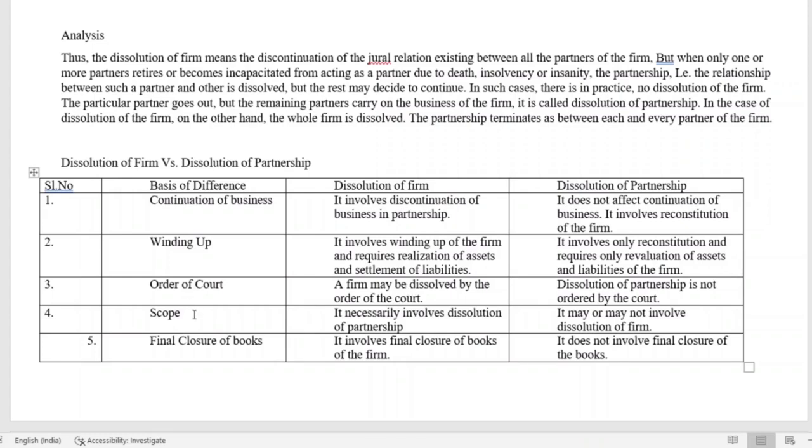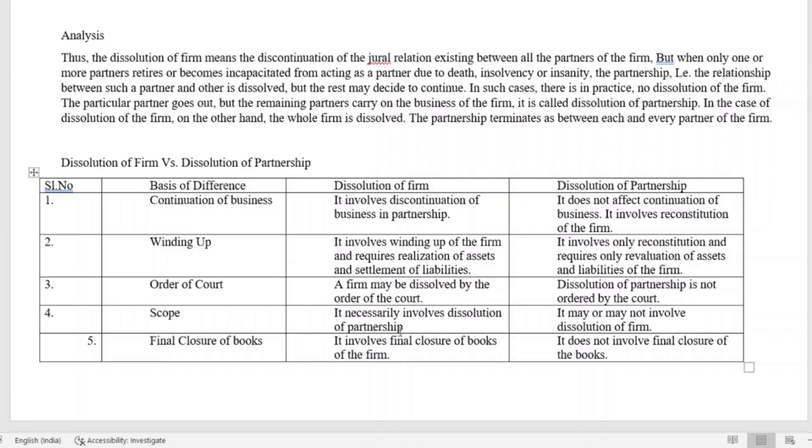Next aspect, scope. That means what are the differences we can see with regard to the dissolution of firm and the dissolution of the partnership? With regard to the dissolution of the firm, it necessarily involves the dissolution of the partnership. Whereas with regard to dissolution of partnership, it may or may not involve the dissolution of the firm. Certain times there will be dissolution of the firm and dissolution of the partnership at a time. That means the partners may decide to end the partnership and they want to dissolve the firm also. So this is what we can see with regard to scope.